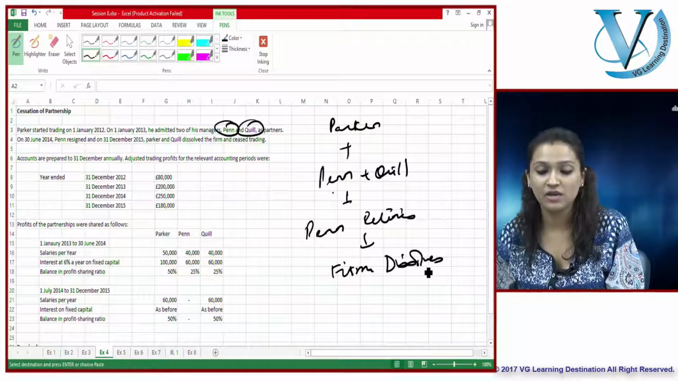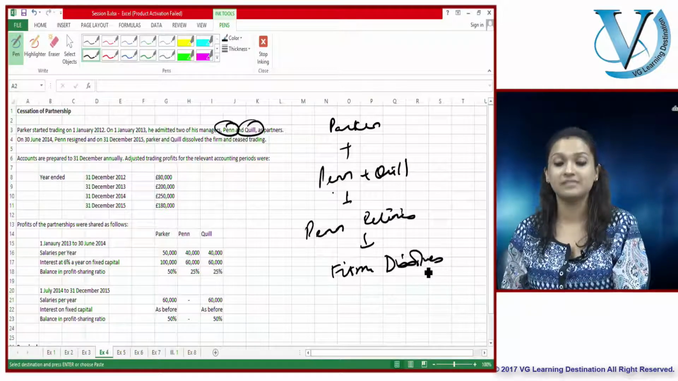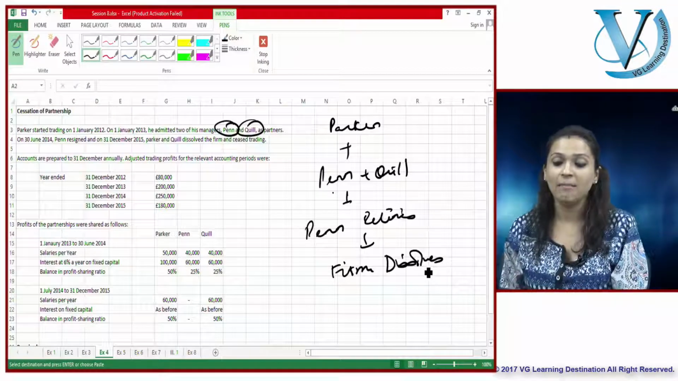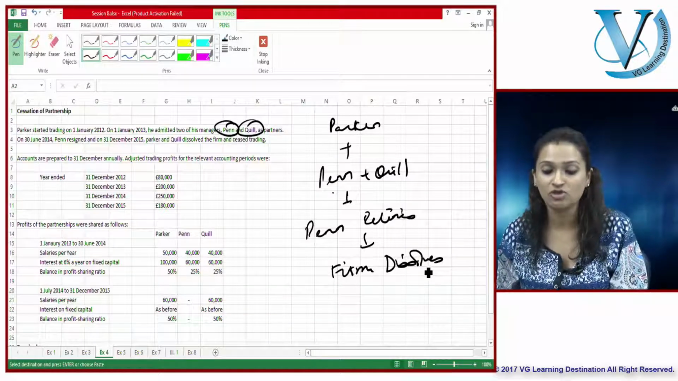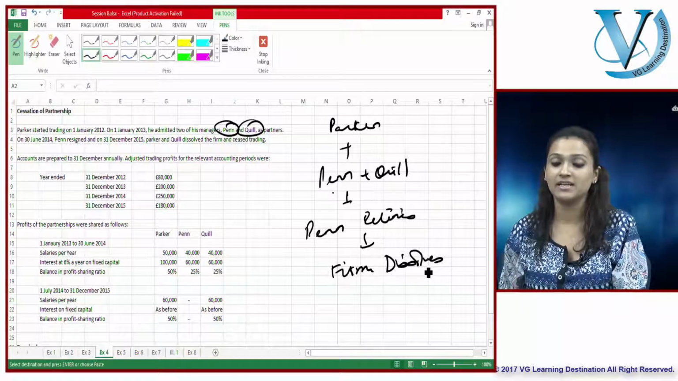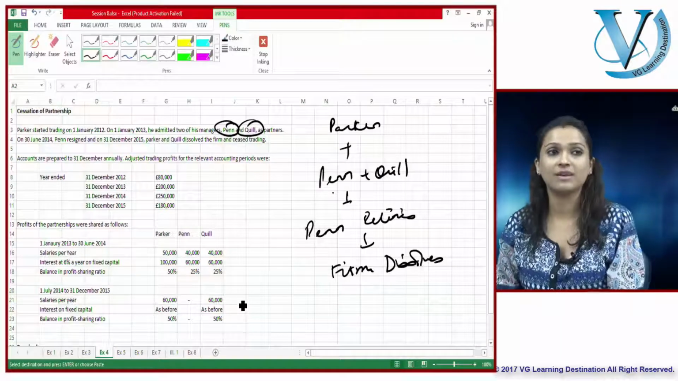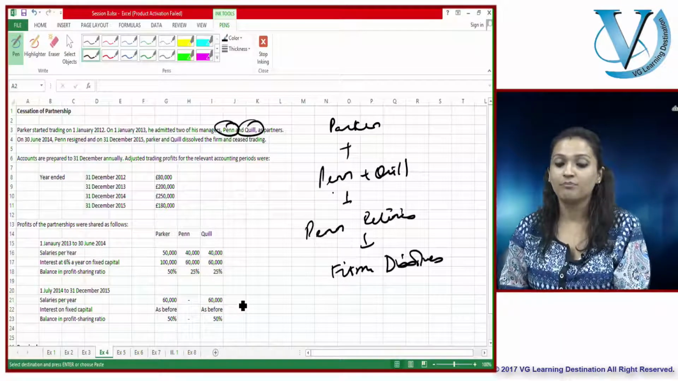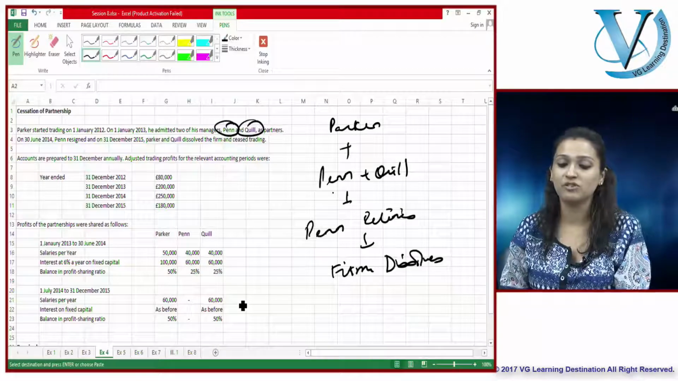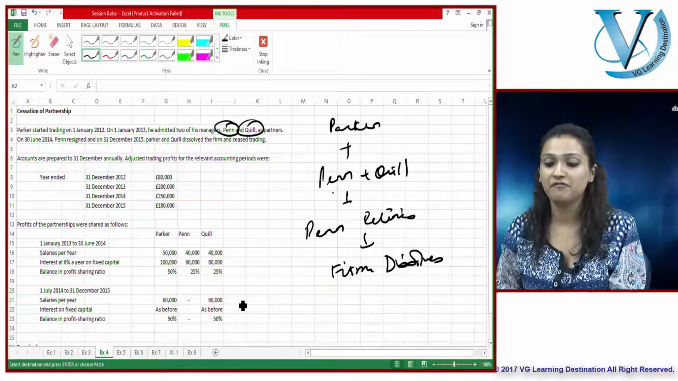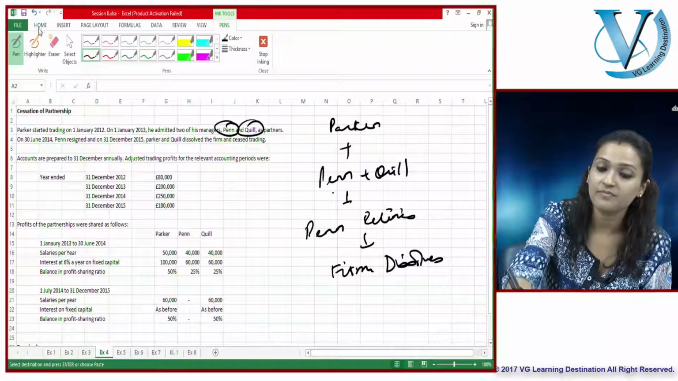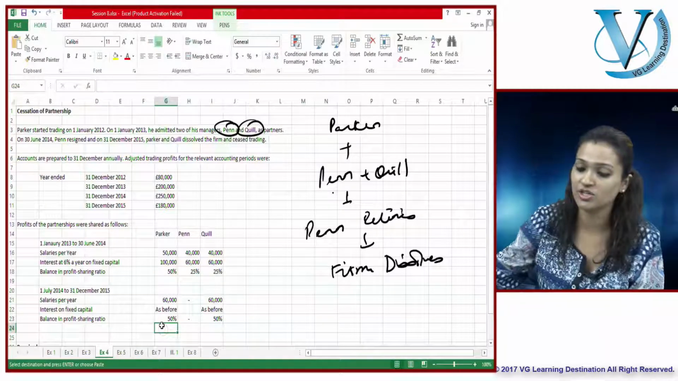From the 1st of July 2014 to the 31st of December 2015, the partnership sharing ratio has now changed. Salaries per year are £60,000 each for each of these partners. Interest on capital remains the same. The balance of profit is now shared 50-50. Let's have a look at the question. What else?